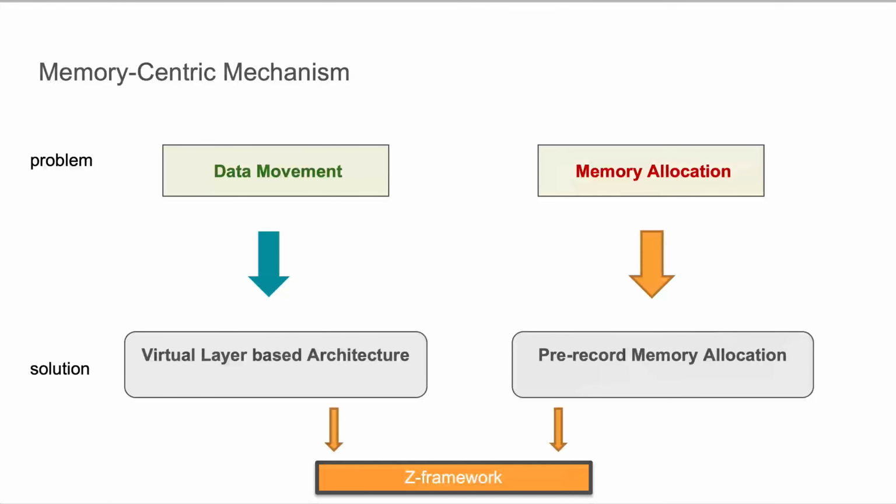To improve the IPC performance, we designed a memory-centric mechanism to reduce both memory allocation and data movement costs. We propose and implement a virtual layer-based architecture to avoid unnecessary memory allocation and data movement between multiple layers for language bindings and data representation. Furthermore, we propose a pre-record memory allocation algorithm to improve the efficiency of memory allocation. Here, we call it the Z framework.